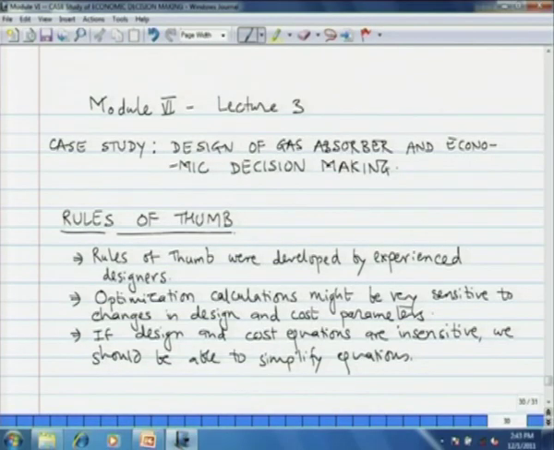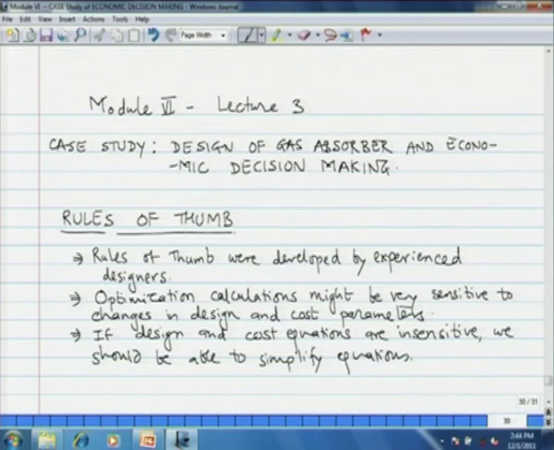While designing the gas absorber, we made use of two thumb rules, that is a recovery of 99% and above for acetone, and second was the liquid flow rate to the absorber, that is L by mg equal to 1.4. These were the two thumb rules that we used. Now, how have these thumb rules come?